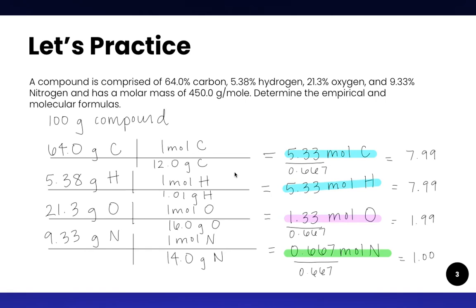So this gives us our empirical formula. We have 8, 8, 2, and 1. So I'm going to write that up at the top. Okay, so that's the first part of our question. It asks for the empirical formula.